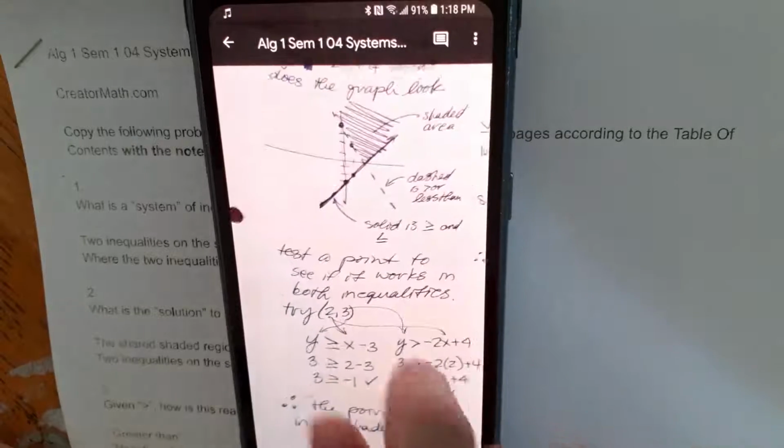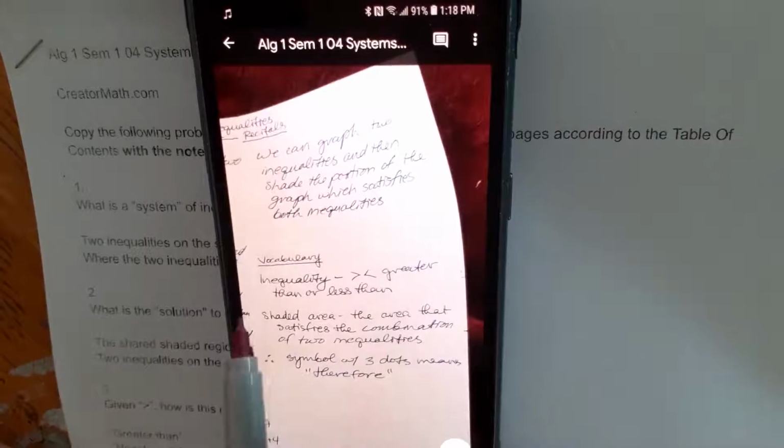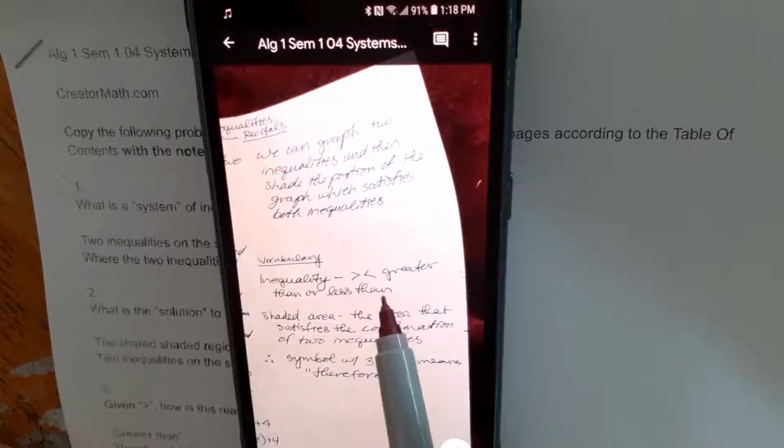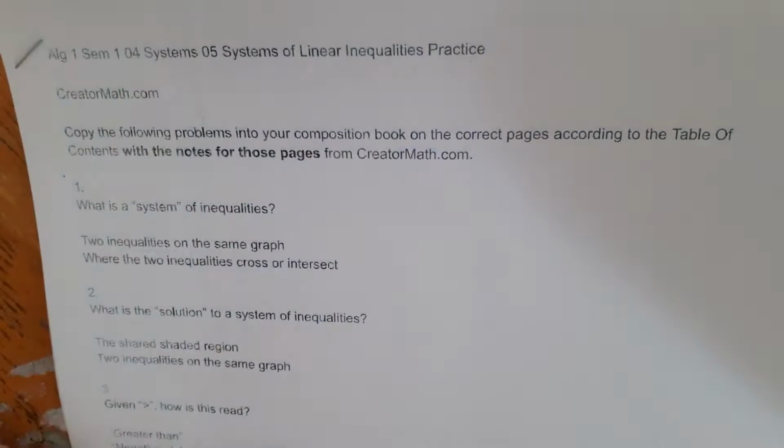So put these practice problems into your comp book. Write in the vocabulary: inequality is greater than or less than, and we also have greater than or equal to and less than or equal to. The shaded areas are the values there, and we're going to have some examples in the problem set. We're going to go to Desmos and type it in there and see how that helps us. And so for now, let's go into the problems and see how far we can get.